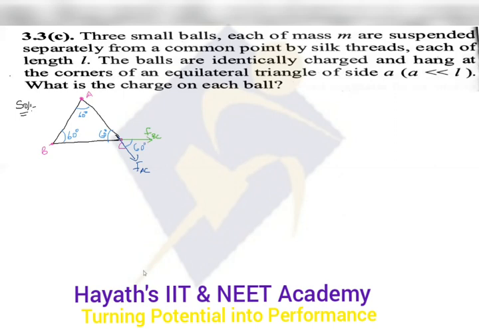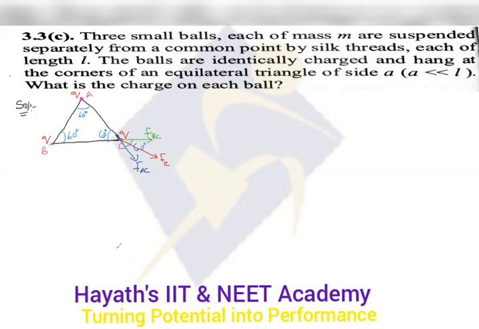From the concept of our parallelogram law of vectors, when two forces are acting at an angle theta, the resultant will be acting in this direction, and this force we will name as Fe. This Fe is nothing but the electrostatic force, and this electrostatic force is produced because of the similar charges on all the corners of the triangle. Are you able to understand? So firstly we will find out this Fe.